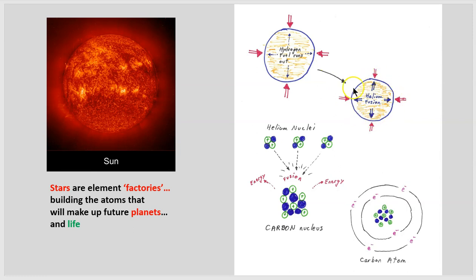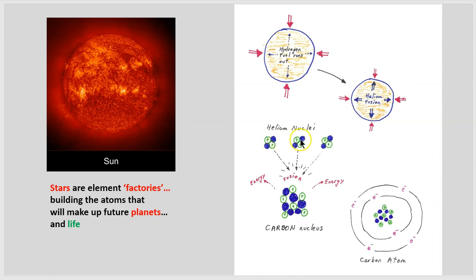When you compress that volume of hydrogen and helium even more, although the hydrogen has run out, the temperatures get even hotter and the pressures get even higher, and now you get to a point where you can fuse helium nuclei into the nuclei of heavier elements. So let's take a look.